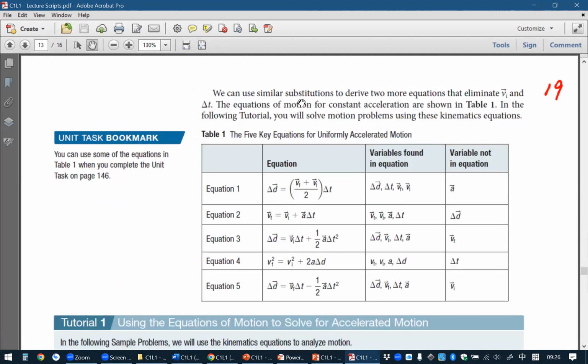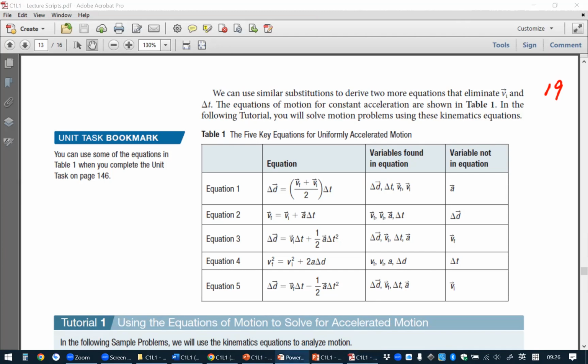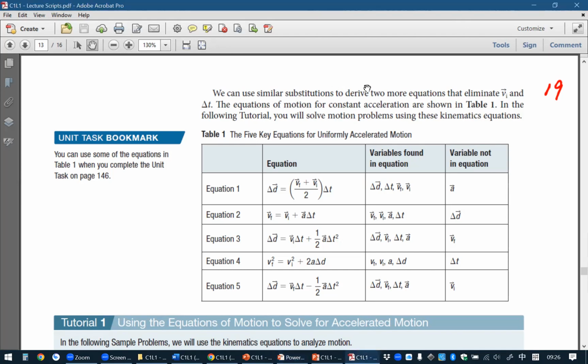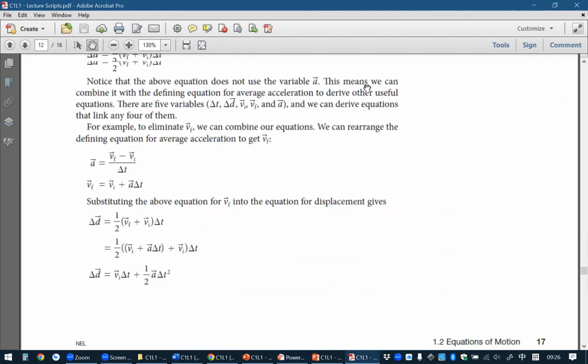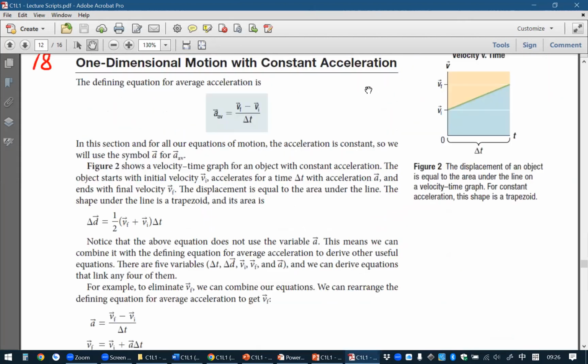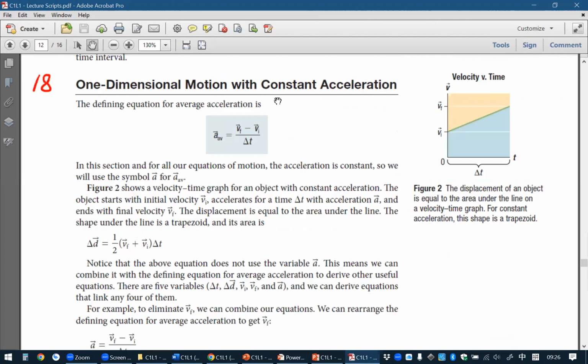Then we can use similar substitutions to derive 2 more equations that eliminate the initial velocity VI and time interval delta t. And then the equations of motion for constant acceleration rate can be shown here on this graph. So these are the common formulas we can use in one-dimensional motion with constant acceleration, okay?